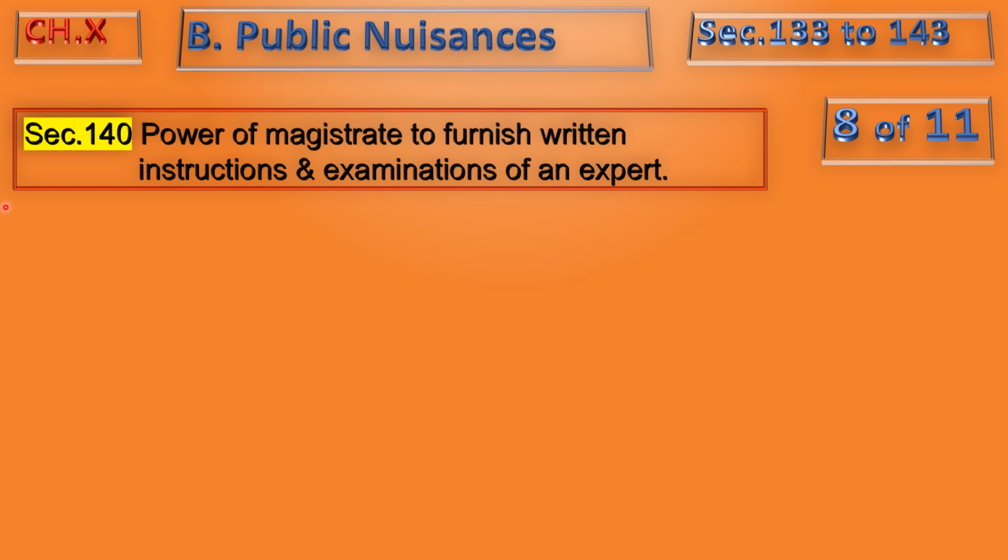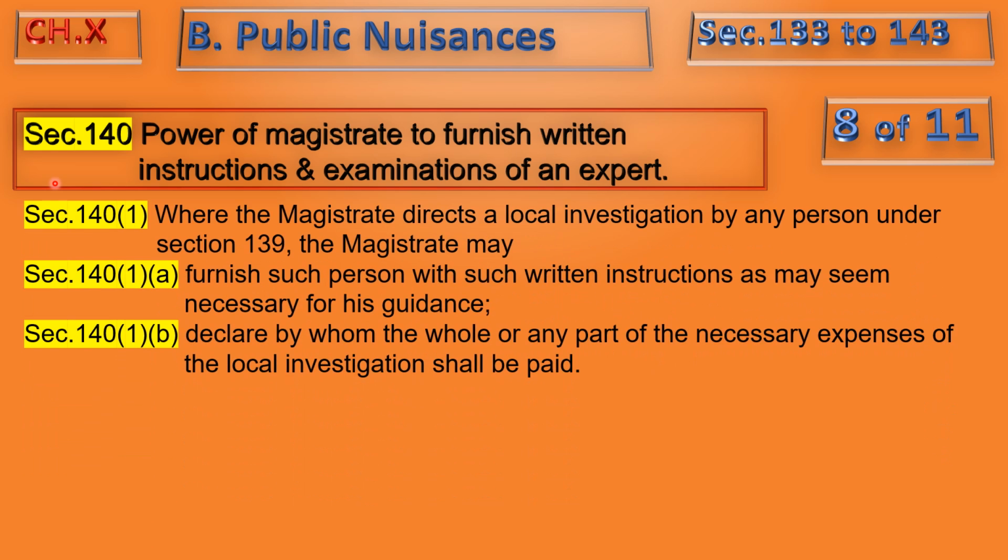Eighth point of public nuisances: power of magistrate to furnish written instructions and examination of an expert. Subsection 1 of Section 140 says where the magistrate directs a local investigation by any person under Section 139, the magistrate may do the following. Clause A of Subsection 1 of Section 140 says furnish such person with such written instruction as may seem necessary for his guidance. Clause B of subsection 1 of section 140 says, declare by whom the whole or any part of the necessary expenses of the local investigation shall be paid.